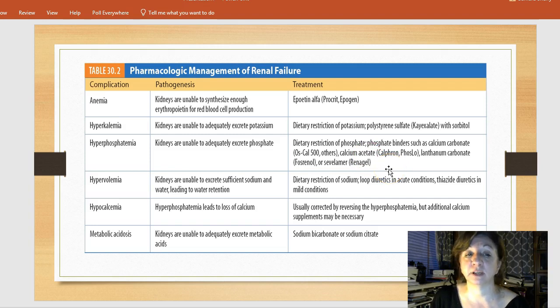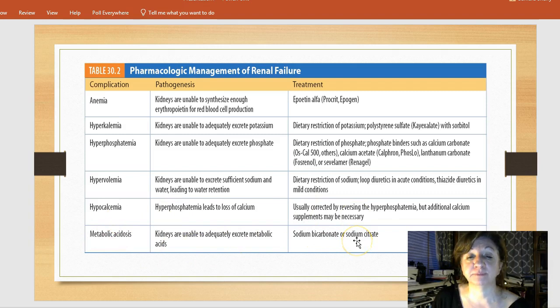The extra phosphate that kidneys are unable to excrete, we want to get rid of that, so phosphate binders. And then kidneys are unable to excrete the excess sodium in water, so causing water retention and edema. So we're going to give them some of the diuretics that we have already discussed in class. And then correcting their hyperphosphatemia will also correct their hypocalcemia, because those two, remember, have an inverse relationship.